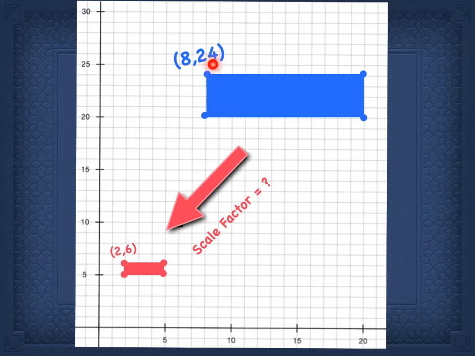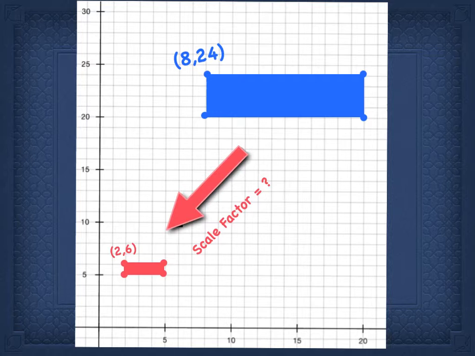Hopefully you can see that we're dividing these by 4 to make the new coordinates here. But a scale factor means multiplying. So we need a factor number that we can multiply these numbers by to make smaller numbers here. Does not compute. So pause the video right here and find what the scale factor would be. Alright, let's check it out.